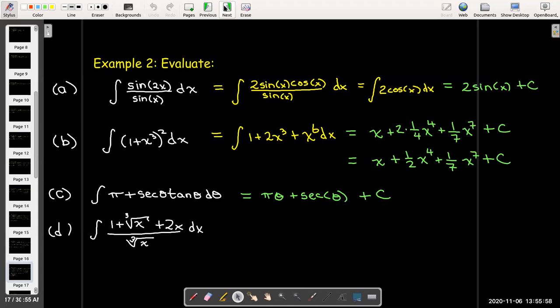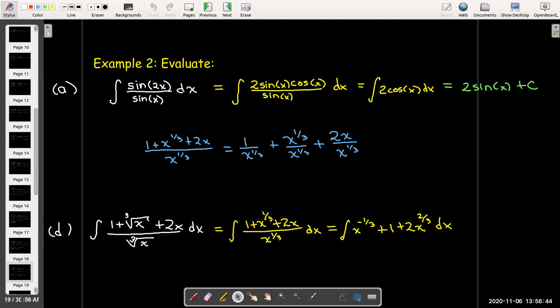In part D, I have an algebraic fraction. And again, the way it's written, I can't find an antiderivative. So I'm going to have to do something with this algebraic fraction. One thing I could do is start by writing the cube root as x to the power of 1/3, so that now I have powers of x and I could use the power rule. But I still need to divide each term in the numerator by x to the power of 1/3, which is in the denominator.